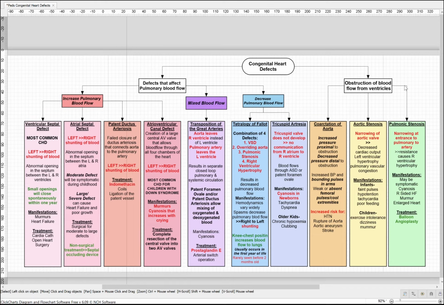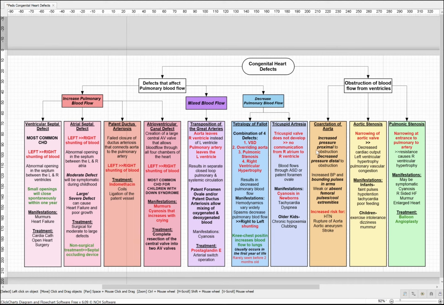Now the last one that we're going to talk about is obstruction of blood flow from the ventricles. The first one we have here is coarctation of the aorta. With this one, there is a narrowing of the aorta that is causing an obstruction. As to be expected, you would have increased pressure before the obstruction because you're trying to get that blood through, but then decreased pressure after the obstruction. With our manifestations, we have increased blood pressure and bounding pulses in the upper extremities, but weaker pulses in the lower extremities.